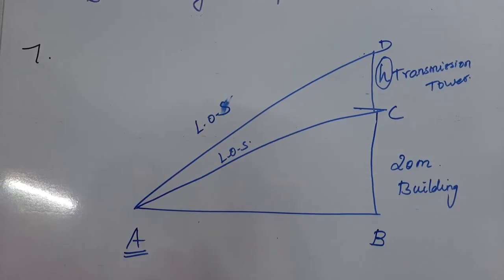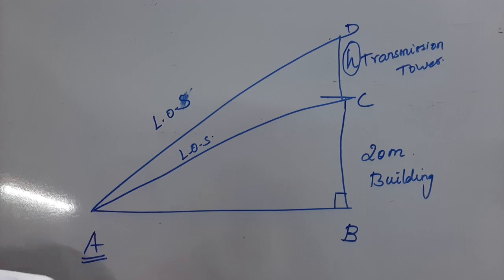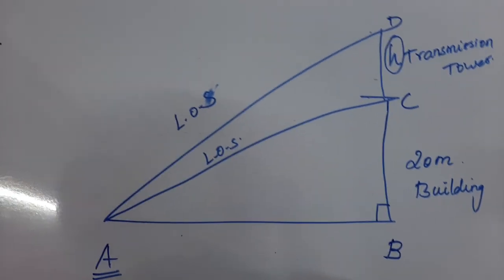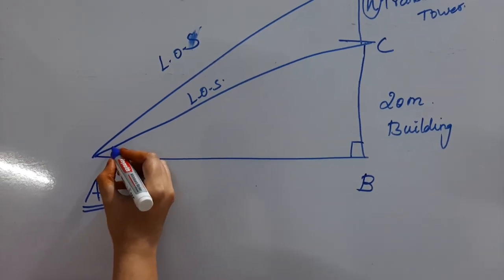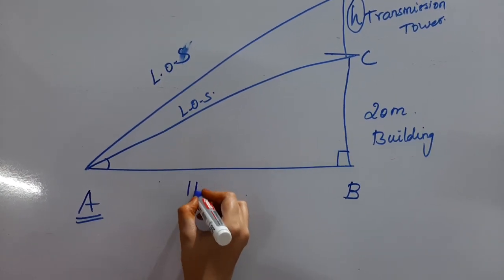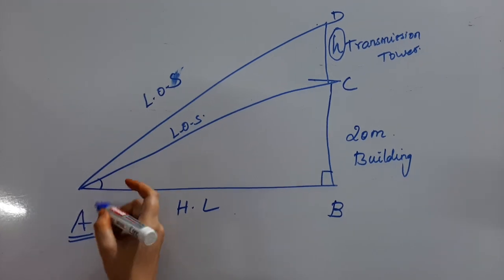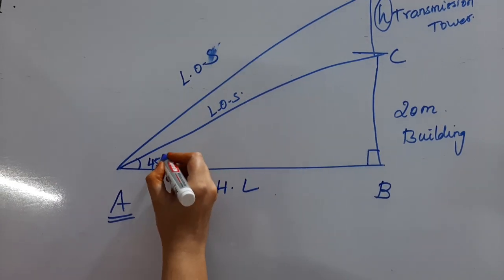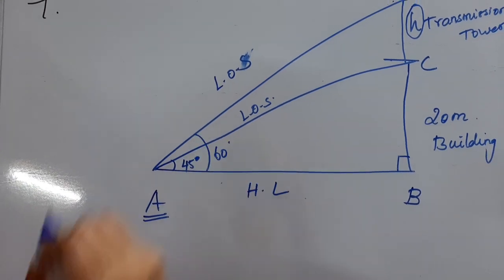Two line of sight I have drawn, and in this triangle angle B is 90 degree and we have two angles. To the bottom the angle is mentioned as 45 degrees. The line of sight with the horizontal level AB, this angle is 45 degree, and to the top of the transmission tower I am getting the angle as 60 degree.